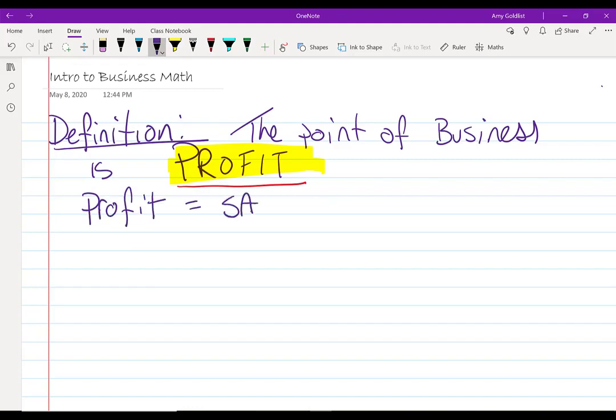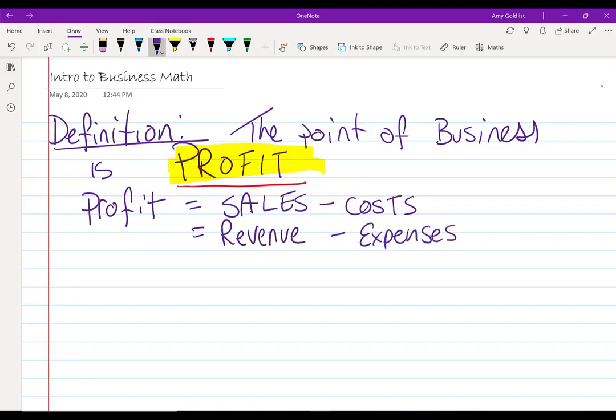Mathematically, profit is defined as sales minus costs. Sometimes instead of sales, we say revenue, and instead of costs, we say expenses. In the context of this class, those are going to be interchangeable terms, revenue and sales. We also sometimes talk about this as money in, money out. And that's going to come up a lot throughout this course.